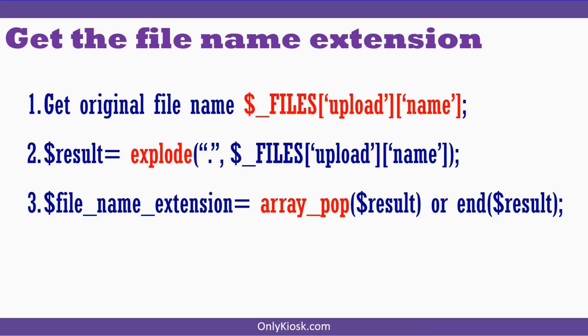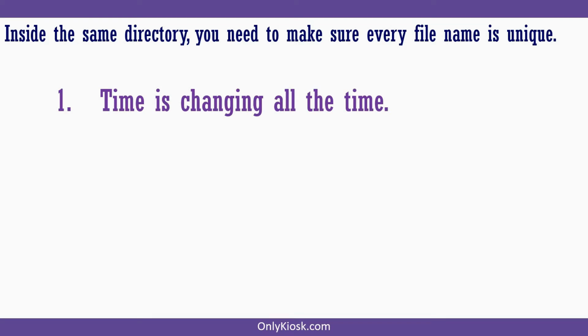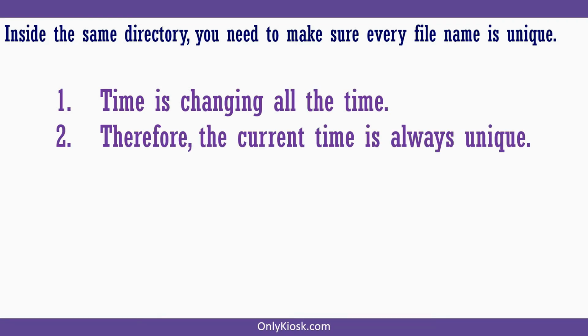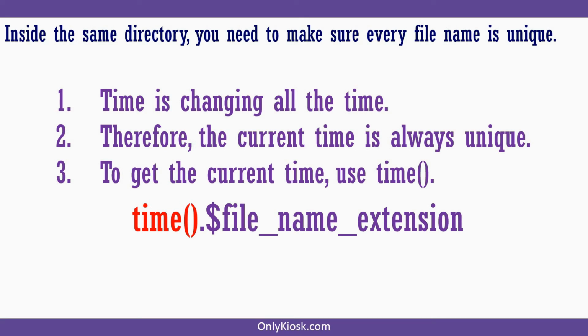After we have got the file name extension, the next thing we need to do is pick a unique file name. Time is changing all the time. Therefore, the current time is always unique. To get the current time, we need to use the time function. So you use the concatenation operator to connect the current time and the variable file name extension.